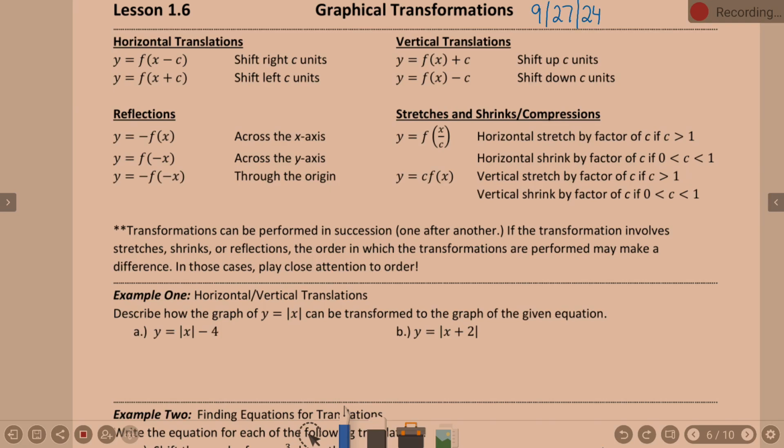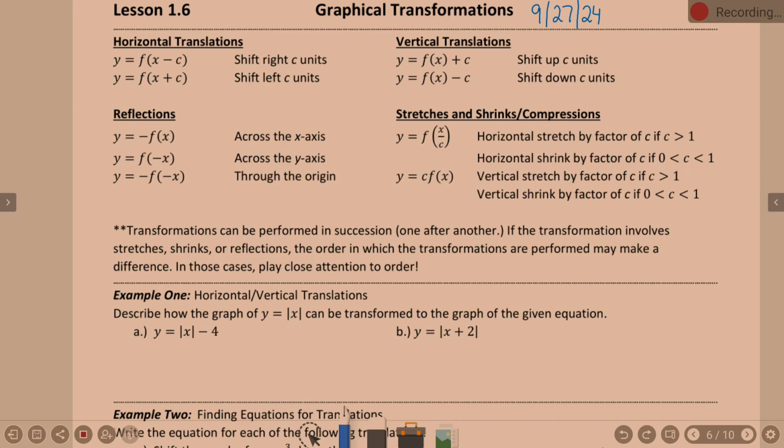Horizontal translations. Hopefully you remember from last year. When a value is being added or subtracted in parentheses, or to the x, in parentheses, an absolute value, inside a square root sign, but in with the x, that's going to be your horizontal translation. And remember, I always say you go left or right opposite the sign. Yes, you've heard me say that for a full year, so it's burned in your brains. So x minus c takes you right, x plus c takes you left.